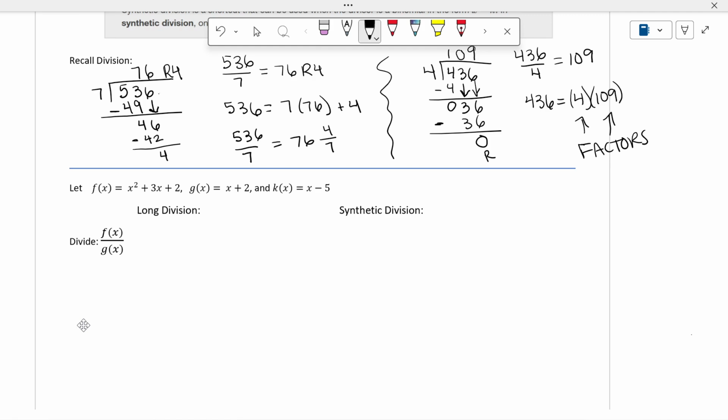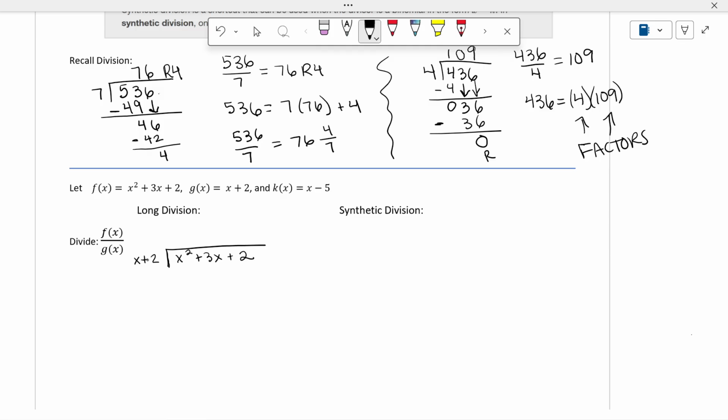Okay, so if we're doing long division, then under here is the dividend, which is the f of x. So x squared plus 3x plus 2. And we're dividing it by g of x, which is x plus 2.